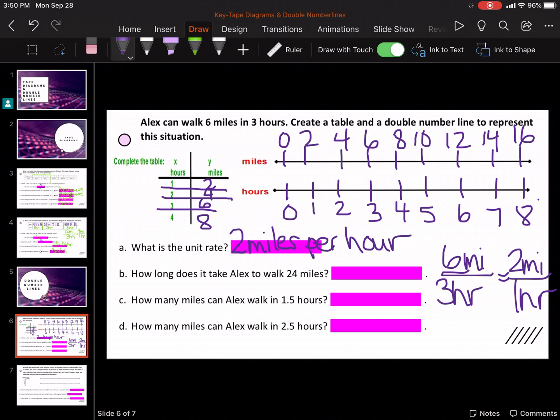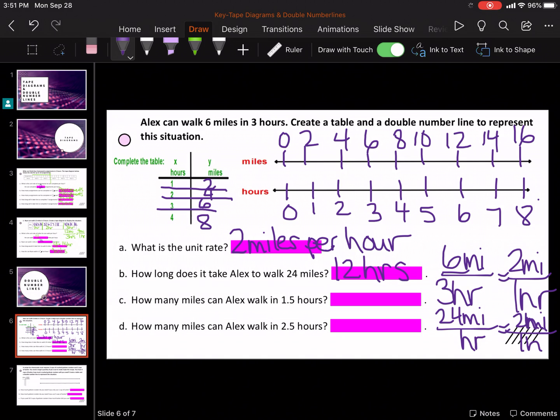So the question says, how long can it take Alex to go 24 miles? Well, you could keep going and do 9, 10, whatever. Or you can also set up a proportion to solve it. So if it was 24 miles, we want to know in X hours. If it was 2 miles in 1 hour, well, 1 times 24 is 24 divided by 2. We know it's going to take 12 hours. Okay.